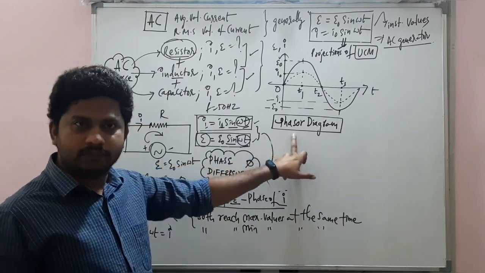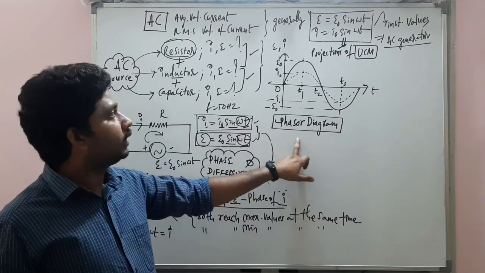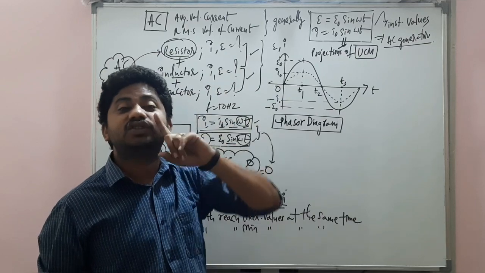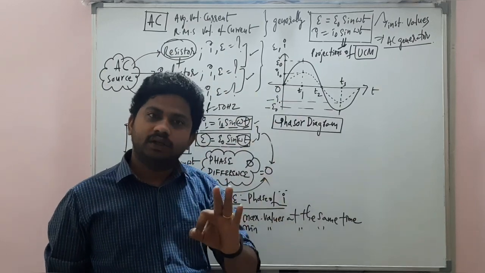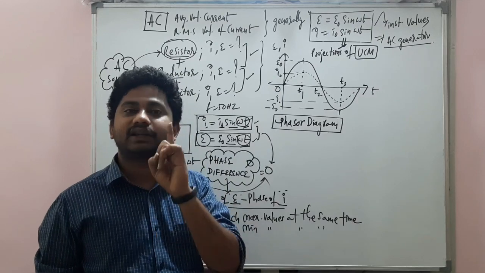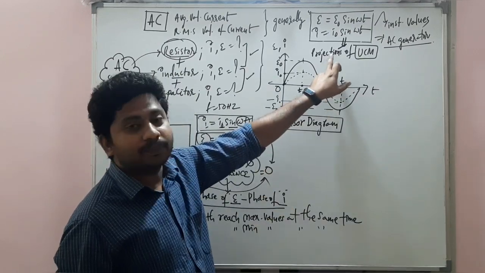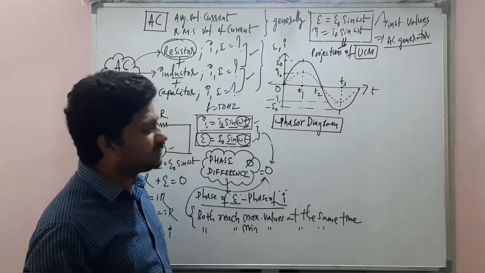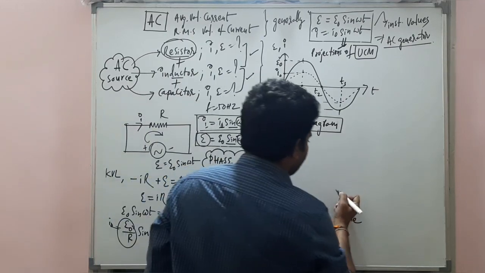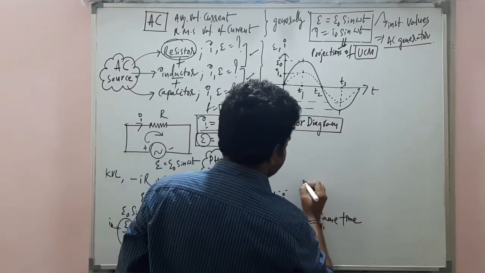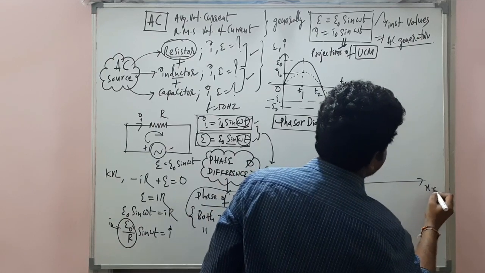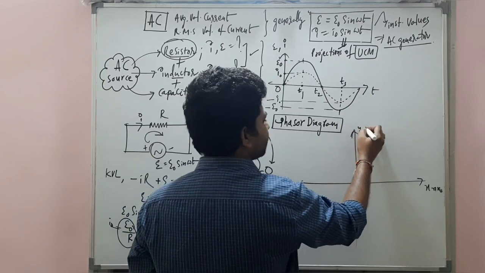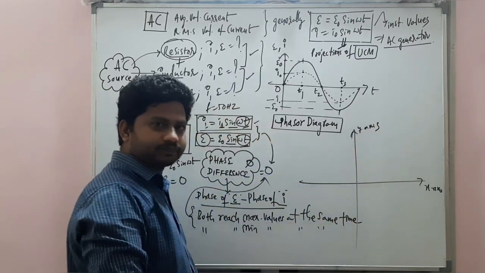Our topic is phasor diagram. What is this phasor diagram? If any physical quantity is varying its value sinusoidally, you can represent the changes of that physical quantity by using the projection of uniform circular motion. Right? What is the projection of uniform circular motion? Let's have a look here. I have an x-axis here and a y-axis here. So simple. X-axis and y-axis is here.